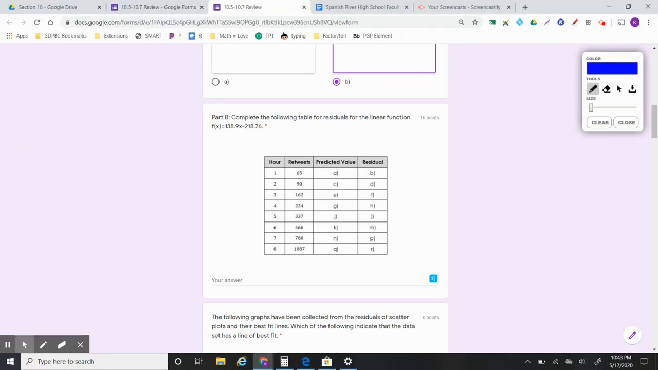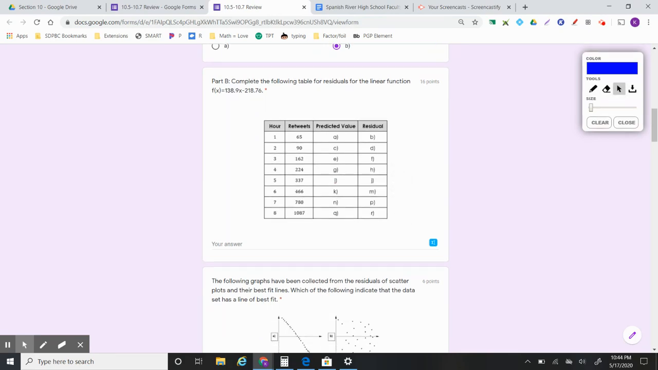I think a lot of people are getting this wrong because you saw this linear equation right here, so you were choosing this linear equation up there. But it's a different question. They're not asking that same thing. So in this problem, they want us to use this function to figure out the residuals for this table.